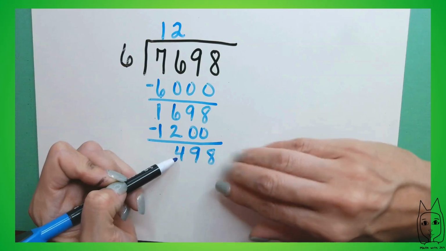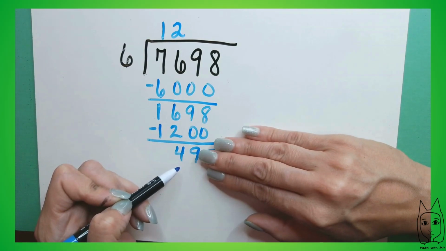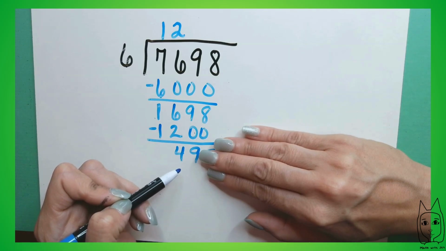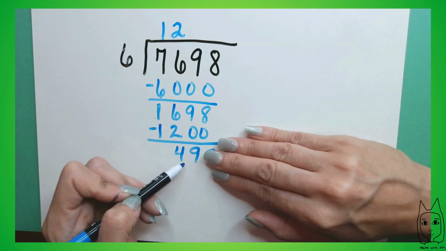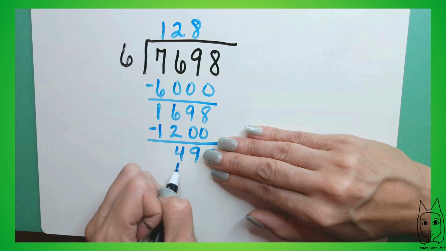6 can't go into 4, so I'm going to go into 49. Thinking about your multiplication tables, I know that 6 times 7 is 42, and 6 times 8 is 48. So 48, it looks good, so I'm going to go all the way to 48. I'm going to put an 8 here, because 8 times 6 is 48.